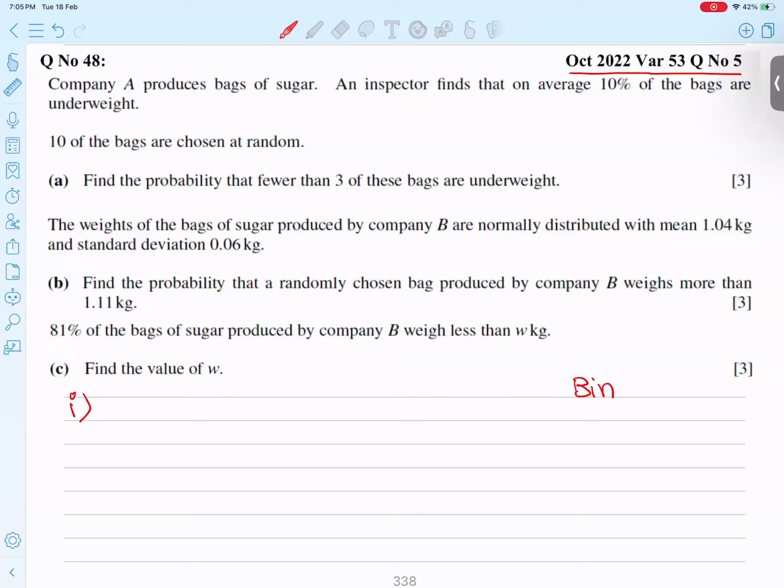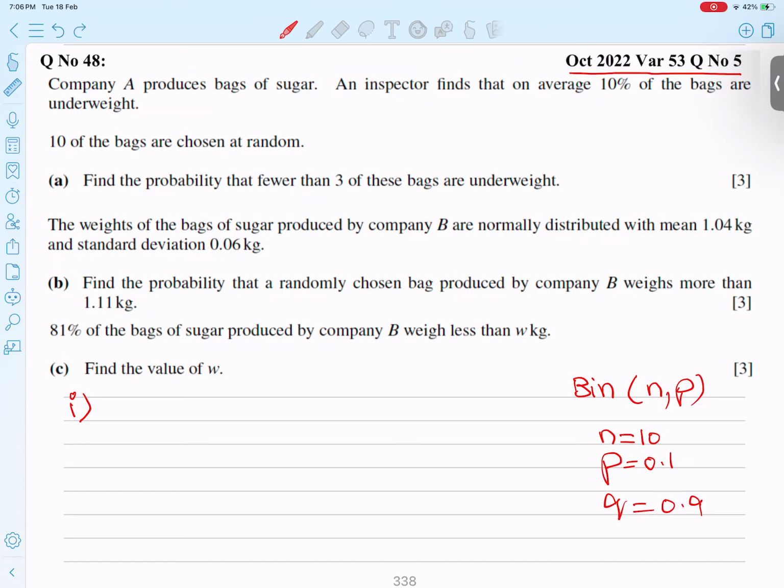And you know, whenever binomial comes, we have n and p. So n is the total, and the total is actually 10, and p is the probability of favor. So n in this situation is 10, and what is that? Fewer than 3 are underweight. Underweight is naturally 10%, so p is understood. It's coming to us as 0.1. And what about q? 1 minus that, so 0.9.